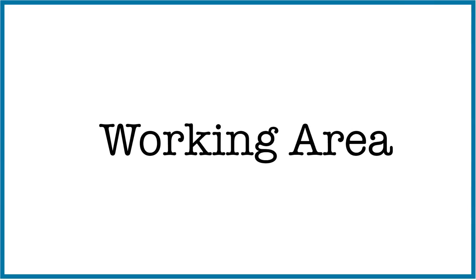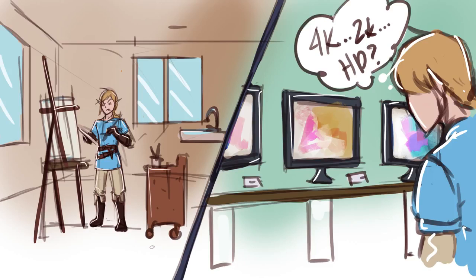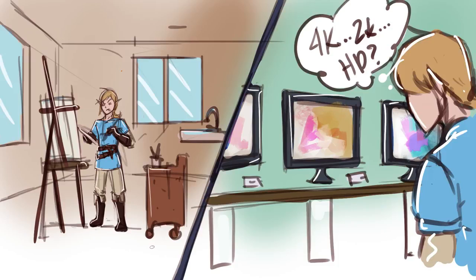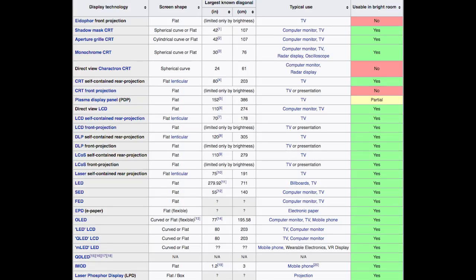Let's talk about your work area. In traditional art, a good light source is key. We recommend natural light, but you can also use artificial light, which is a bit more difficult to work with. Illumination is important because it changes how we perceive colors. In digital, you will have to search for a good monitor. There are other technologies that we will explain in another video.